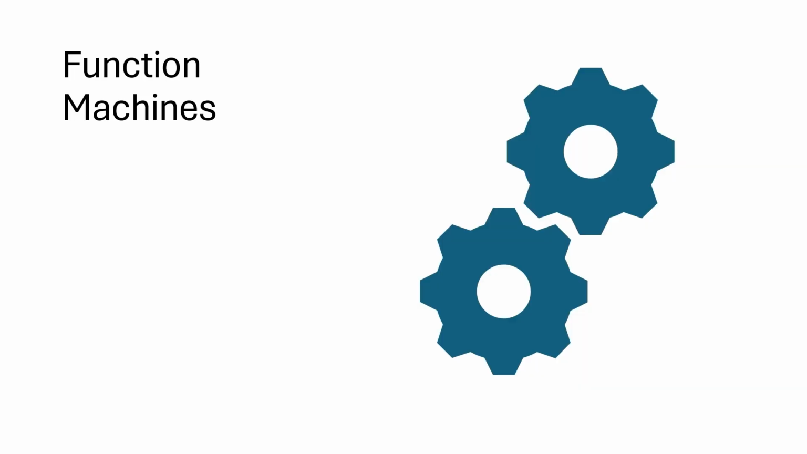Function machines help us visualize what's happening. Imagine a box with arrows. The input goes in one side. Each box inside does a mathematical operation, like times 2, plus 5, divided by 3. The output comes out the other side.